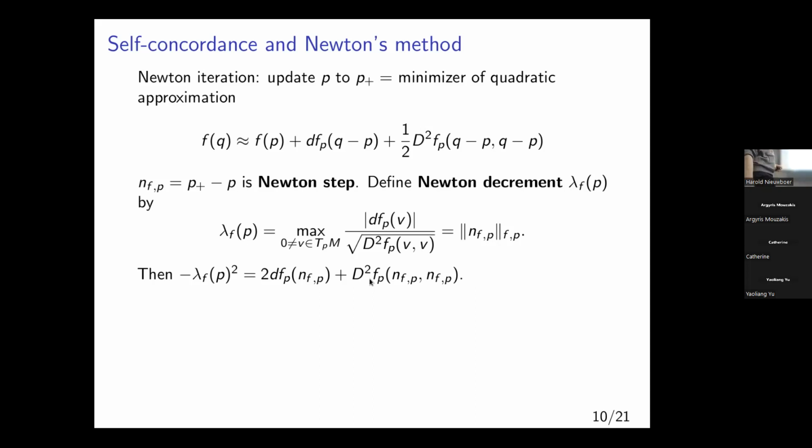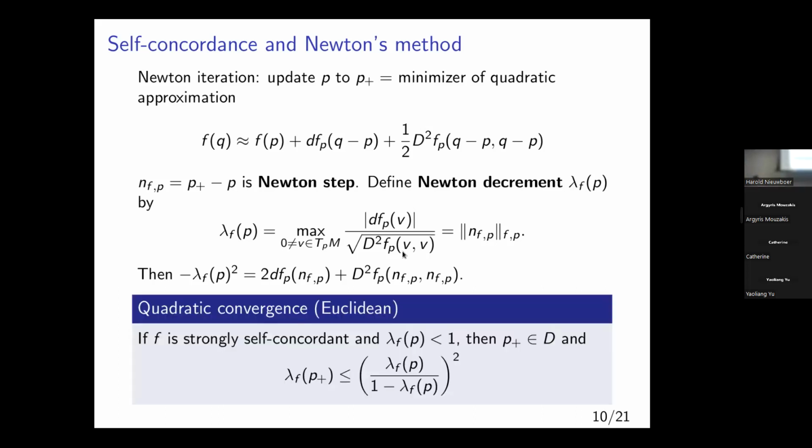But you can also recast it as some funny norm of this Newton step, where the local inner product is given by the Hessian of this function f that you start with. And then it turns out that you can prove the following estimate.